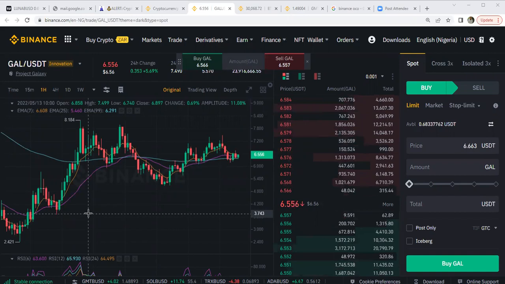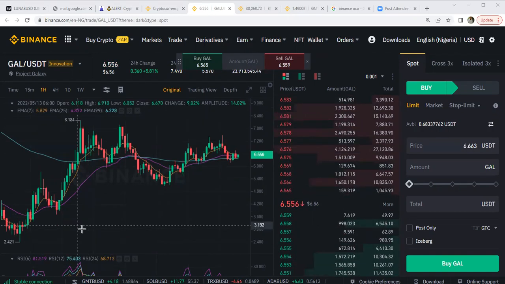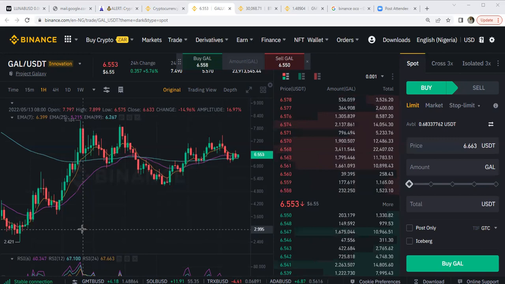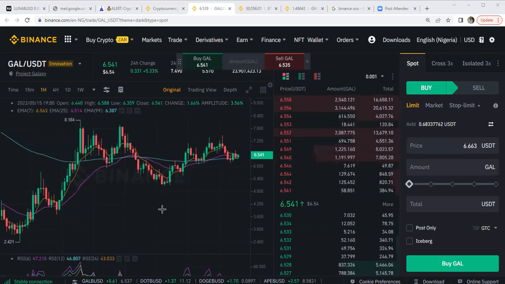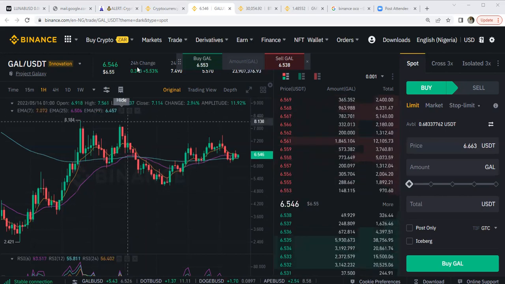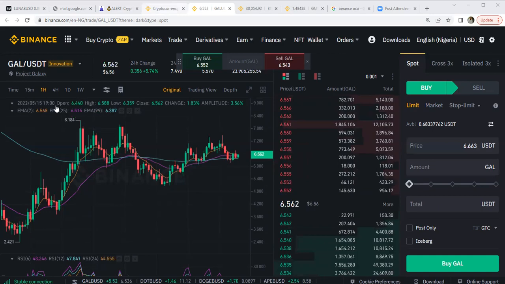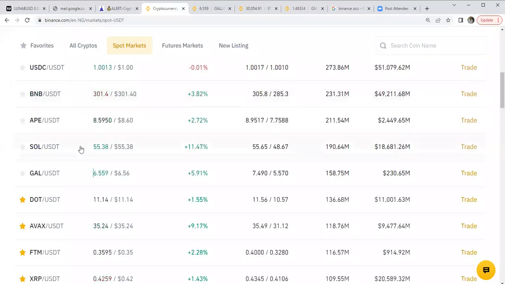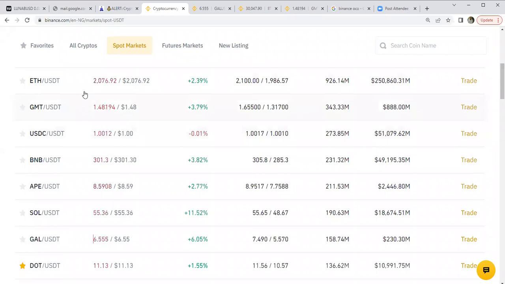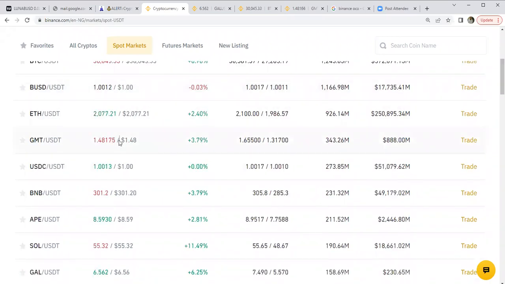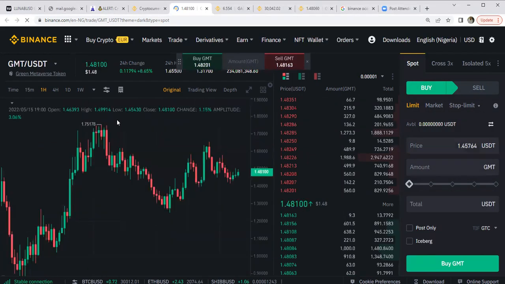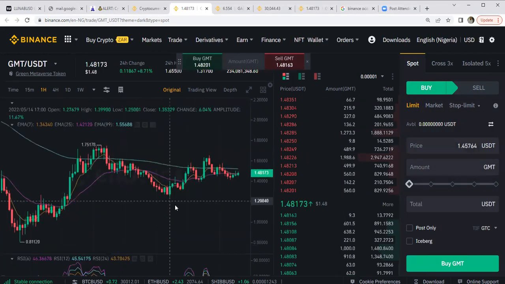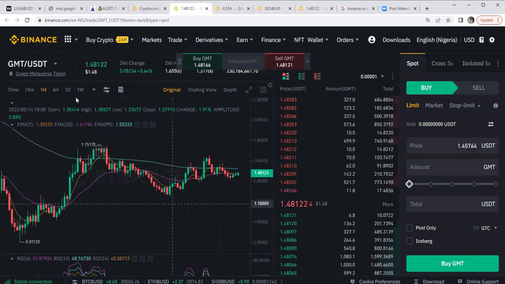Okay, let's go. Let's get Bitcoin. This is GMT. Let me use GMT. So this is GMT and this is from the 1 hour chart.